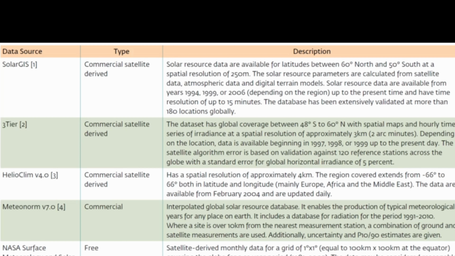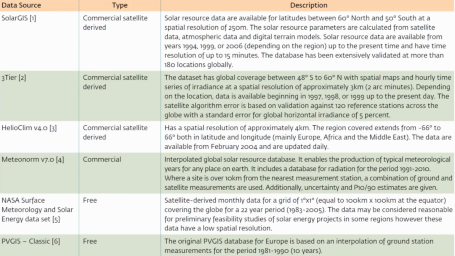This free software is from the NASA Surface meteorology and Solar Energy data. So you have here data on a grid of 100 by 100 kilometers, so it's much coarser than SolarGIS, which is 250 meters by 250 meters, but it's free, so it's also quite good, evaluated for 22 years. It's good for preliminary feasibility studies, because for detailed ones it has too low a spatial resolution.